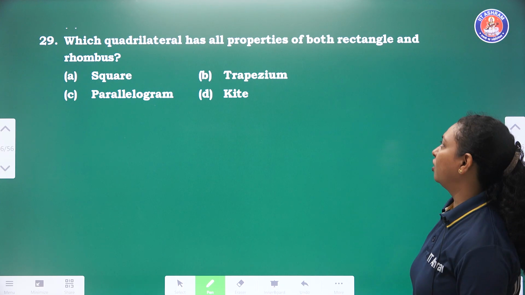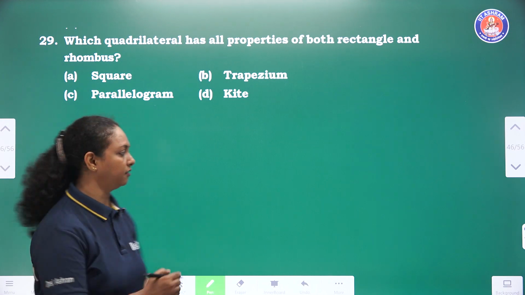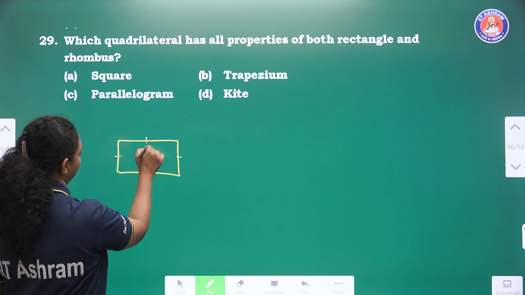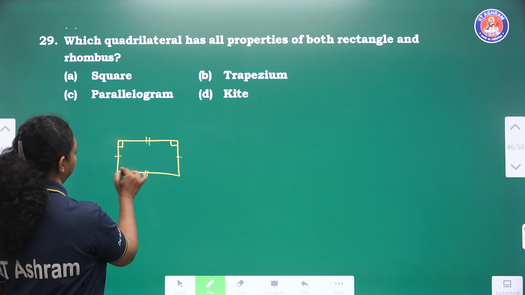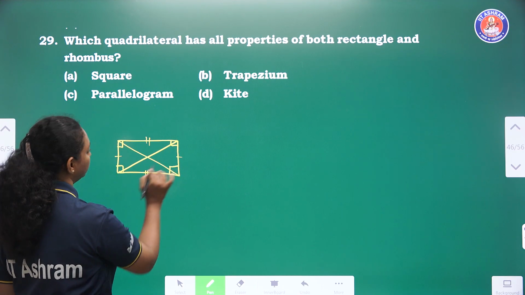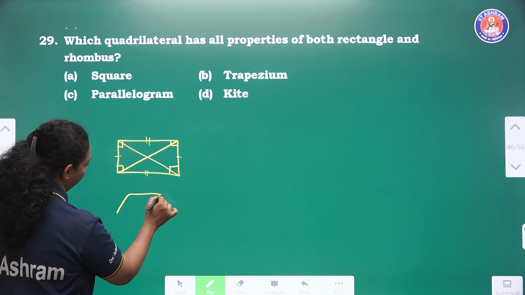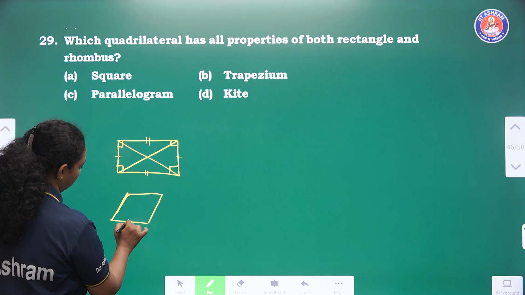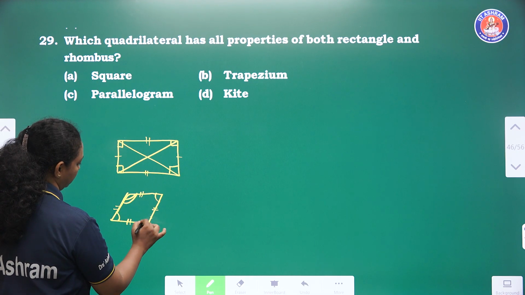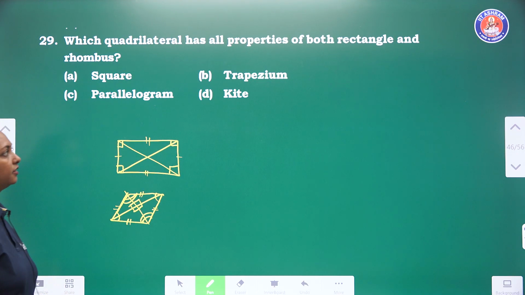Which quadrilateral has all the properties of both rectangle and rhombus? So can you tell me what are the properties of the rectangle? बहुत simple है. In a rectangle, opposite sides are equal, all angles are 90 degrees, right? And diagonals are equal too. And if we talk about the rhombus, in a rhombus, all sides are equal. Opposite angles are equal. Diagonals are not equal, but they bisect each other at right angles.